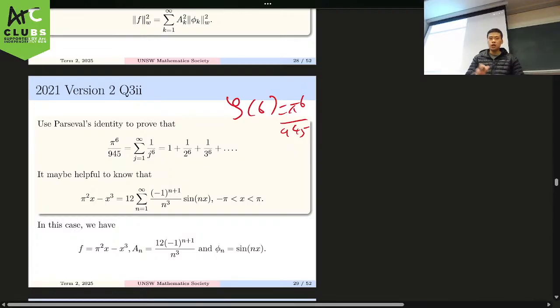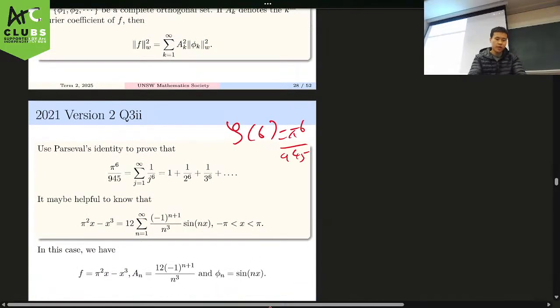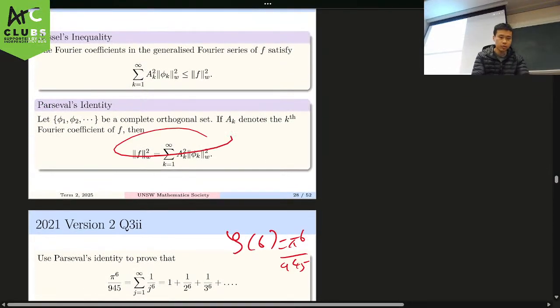So in this kind of case, I think it's implied that we have an infinite number of functions to form a complete set. So we'll probably just have to assume that it forms a complete set. And when it forms a complete set, that's when we use Parseval's identity. So this one here.